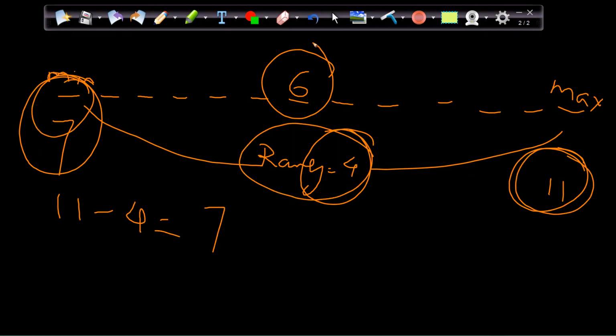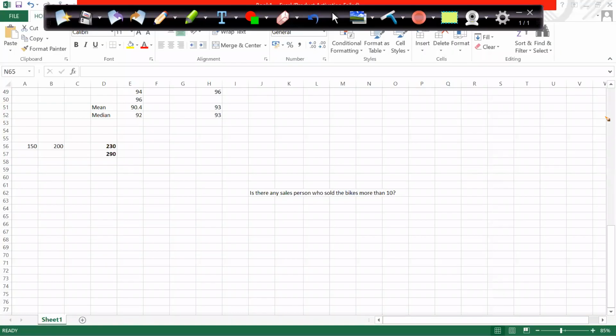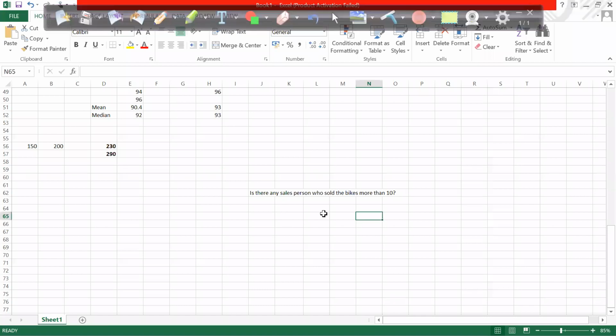Are you guys getting it? That means the answer is false, right? All agree? There is no guy who is selling more than 10 bikes. So we have enough information to give the answer. All agree to it? Quickly respond, guys.